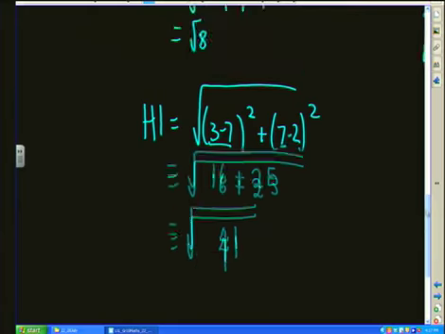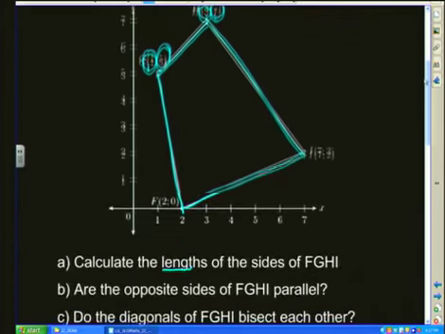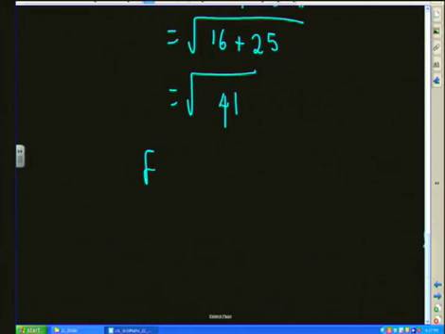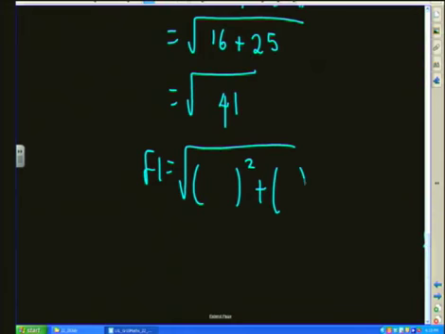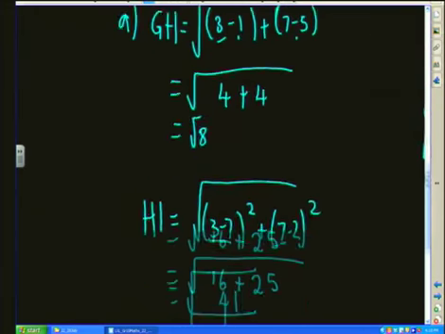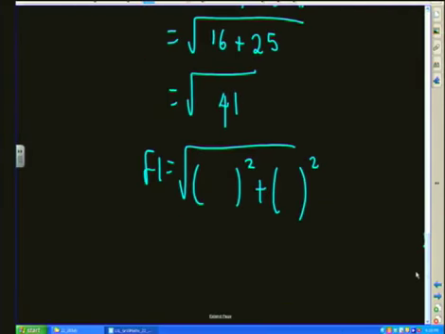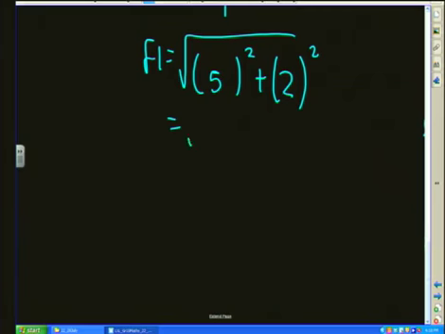All right. So we've got HI, we've got GH, let's move on to FI. So again, just a straightforward substitution into your distance formula. The difference between the x coordinates squared, plus the difference between the y coordinates squared, so it's going to be 7 minus 2 squared plus 2 minus 0 squared, so it's going to be 5 squared plus 2 squared, and that's going to give me the root of 25 plus 4, so that's going to be the root of 29.